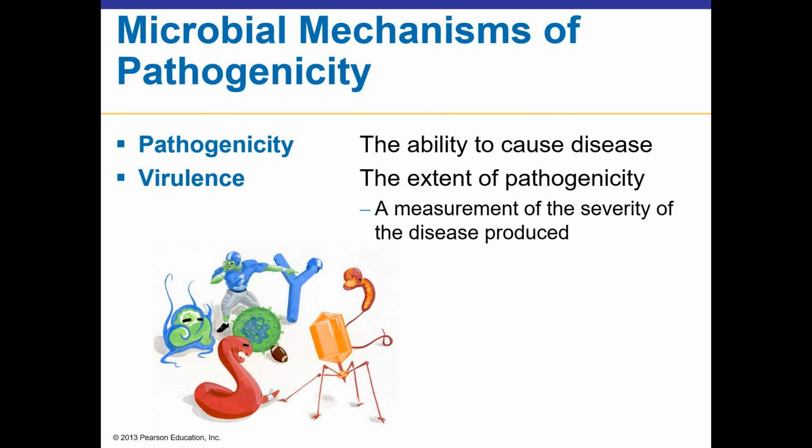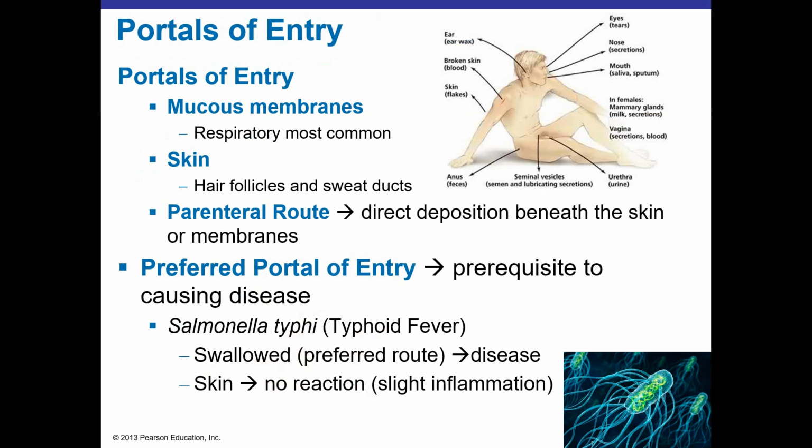When we talk about pathogenicity, it is technically the ability to cause disease. Virulence is the extent of pathogenicity, a measurement of the severity of the disease produced. People always interchange these two terms. I must say, I do that myself sometimes. However, they are technically different.